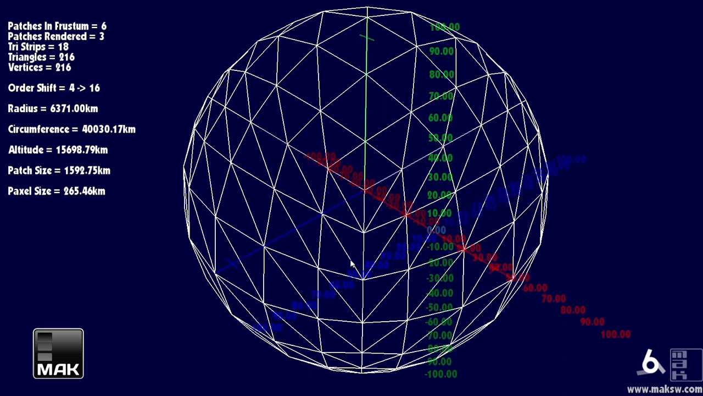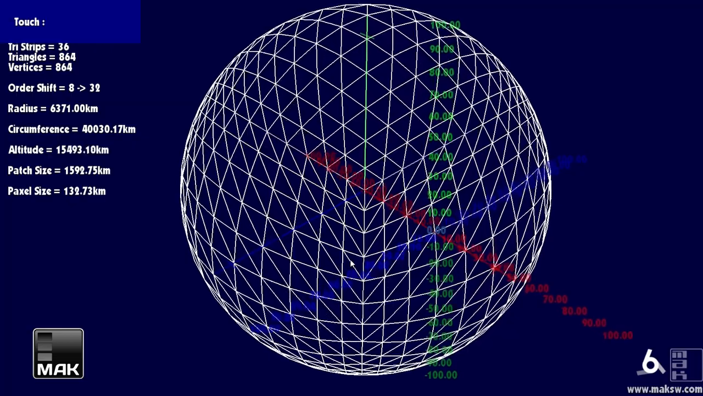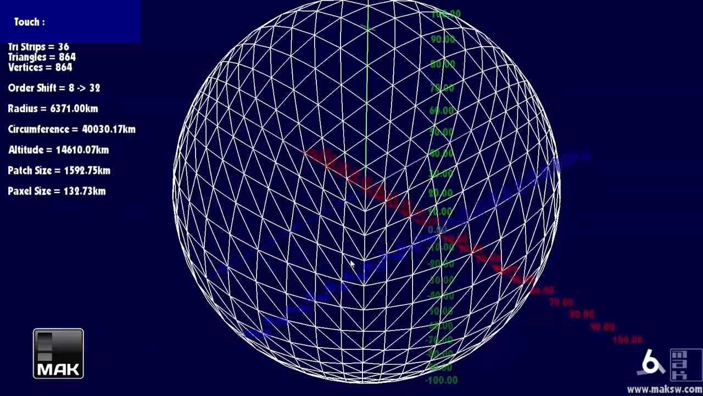Each patch at the moment is 1,600 kilometers square, with each pixel, sorry, couldn't think of a better term, is 265 kilometers square at the moment. These will shrink as we get closer to the surface, so let's take a closer look.